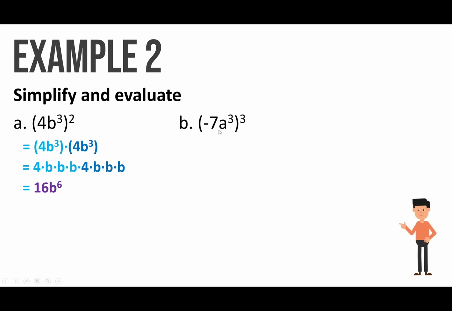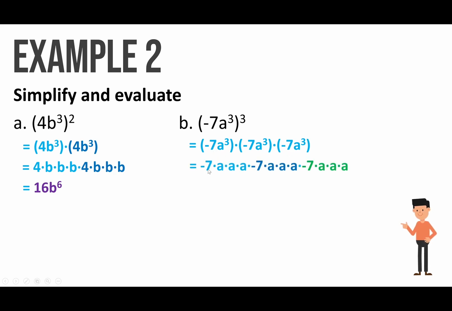Let's do it again. So you have negative 7a to the 3rd to the 3rd power. When in doubt, expand it out. So if you multiply it all out, all 3 of them together, this is what you're going to get, okay? You're going to get negative 7 times a times a times a times negative 7 times a times a times a times negative 7 times a times a times a. Whew. So if you multiply all the negative 7s together, so negative 7 times negative 7 times negative 7, that's going to give you negative 343. Same thing with the a's. You have nine a's multiplied together. That's a to the 9th power.